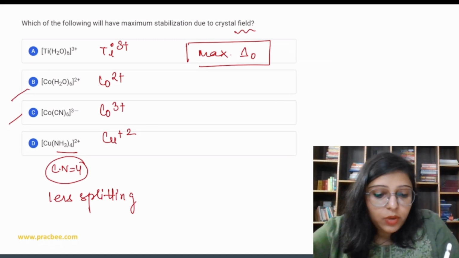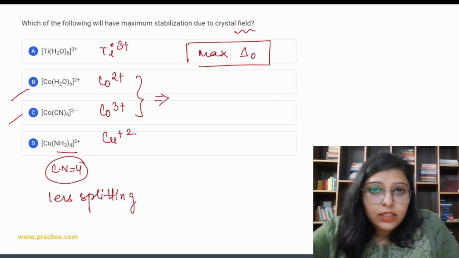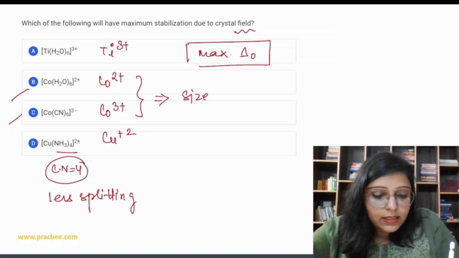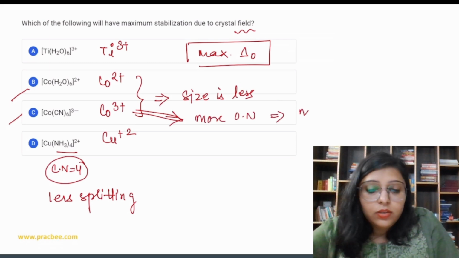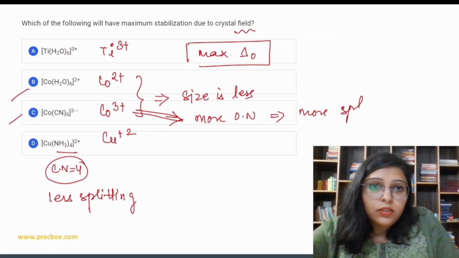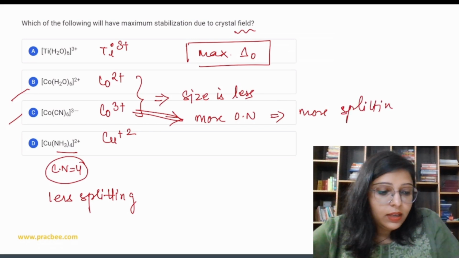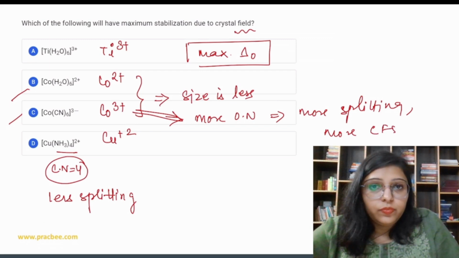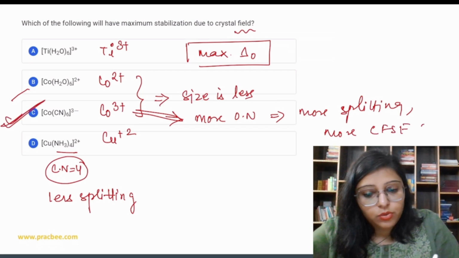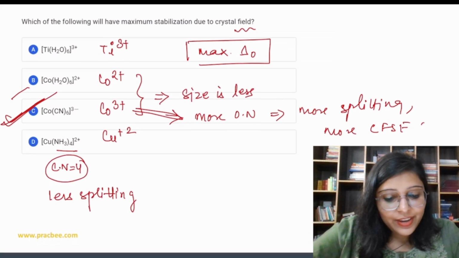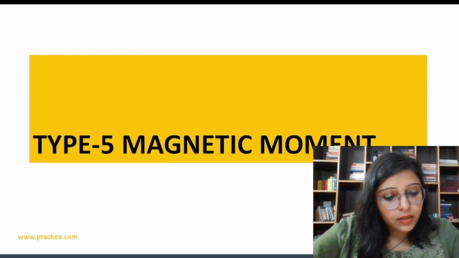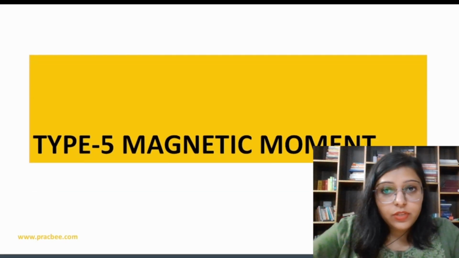Why? Because in the case of cobalt, size is less. Now in C, cobalt 3+, more oxidation number, more splitting and more crystal field stabilization. So we can say option C is going to be the correct answer. We can do everything theoretically, right? Okay, fine. We are moving to the next type.